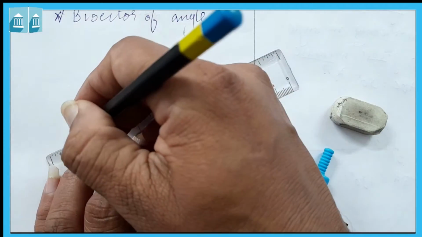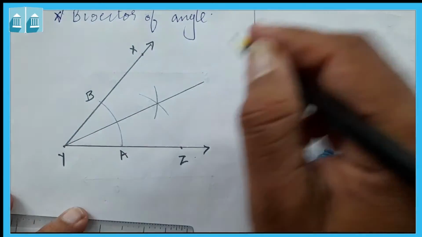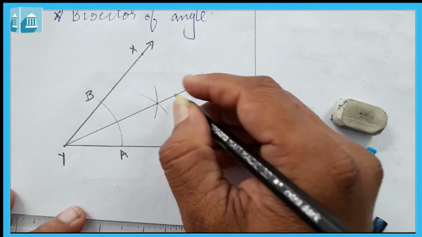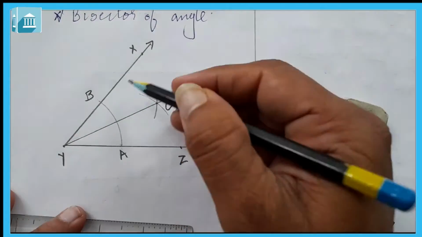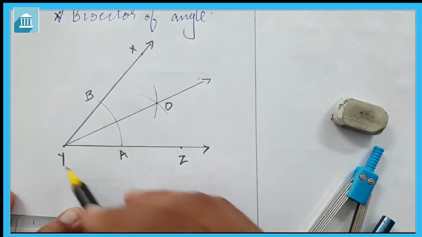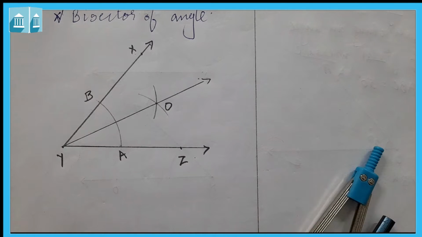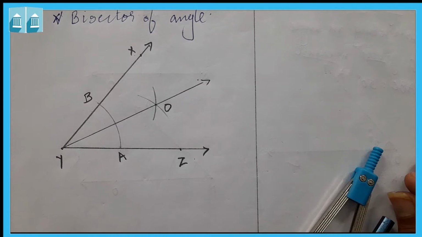So now, suppose where they intersect, if it is O, then YO is the bisector of angle XYZ. So YO, we can say that it is the bisector of angle X, Y and Z.